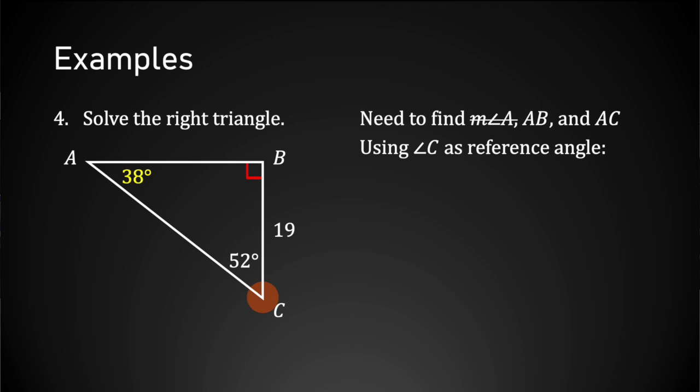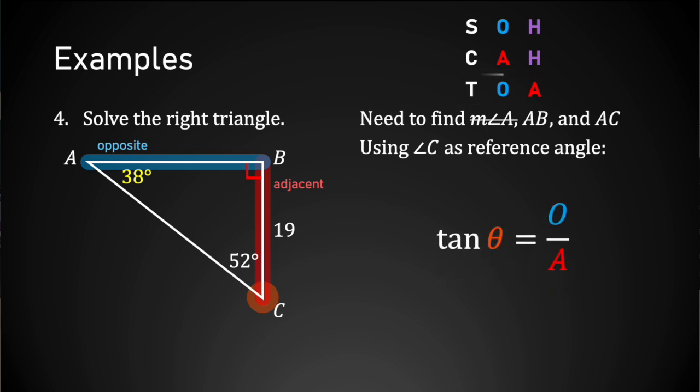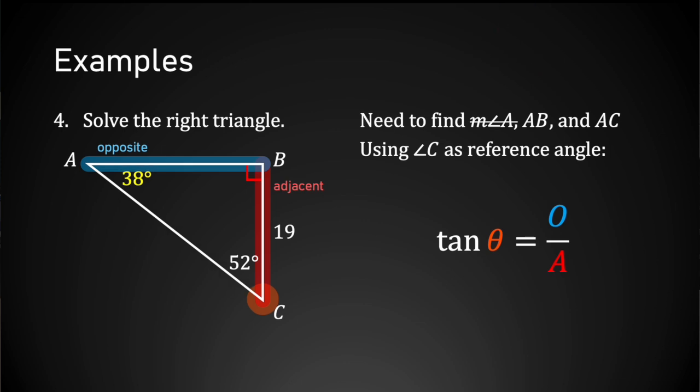Let's look for the length of AB first. That's opposite from angle C, and our known side is adjacent to angle C. So when we're using opposite and adjacent, SOHCAHTOA tells us to use tangent. So tangent of theta equals opposite over adjacent. I'll fill in what I know. Theta is 52 degrees. Opposite is unknown, so I'll just write AB.